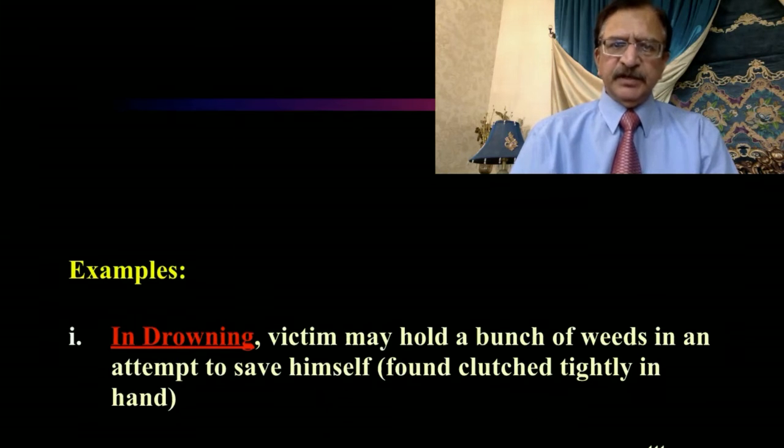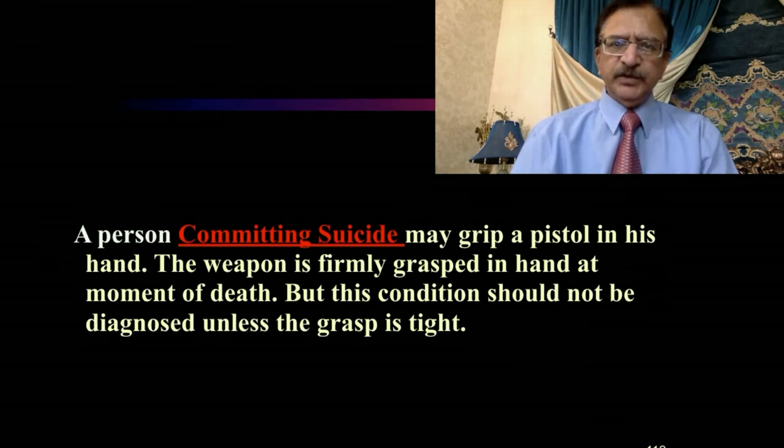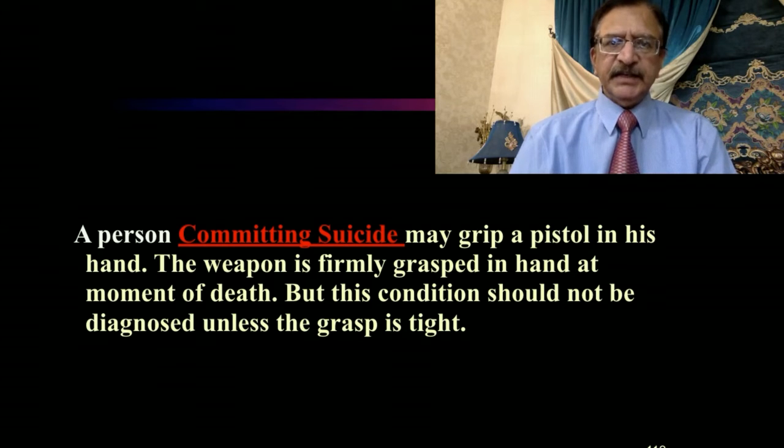For example, in drowning, the victim may hold a bunch of beads in an attempt to save himself, and they remain clutched tightly in the hands. Or a person committing suicide may grip a pistol in his hand, and the weapon is firmly grasped in the hand at the moment of death. But this condition should not be diagnosed unless the grasp is tight, because this cadaveric spasm is so tightening that with extreme force you cannot relieve it. It is so tightly clenched.